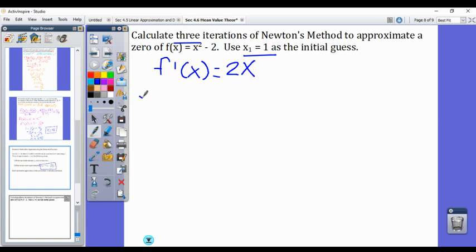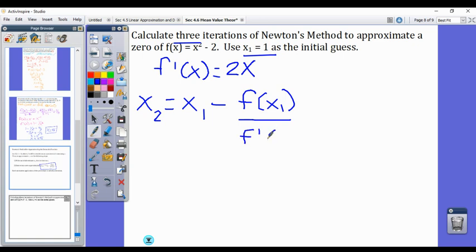So to find x sub 2, you're going to take x sub 1 minus that initial value plugged into your original function divided by the initial value plugged into the derivative. Okay, so for this first one, you're going to end up with 1 minus negative 1 half, which is 3 over 2.